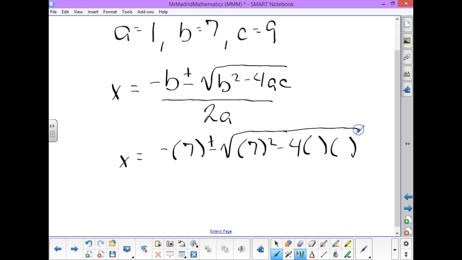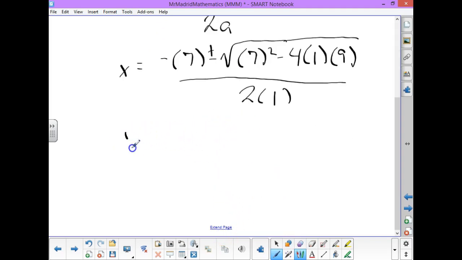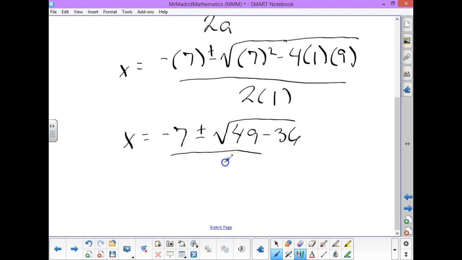Just good practice, parentheses for that. I'm going to substitute a, and c is 9, all over 2a, and a is 1. So I've substituted now. I just have to be careful with the math. Plus or minus the square root of, here I have 49 minus 4 times 9 is 36, times 1 is 36, all over 2.